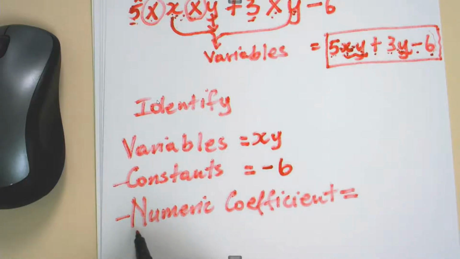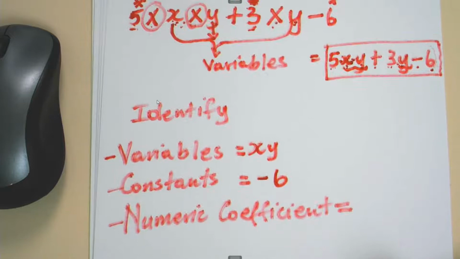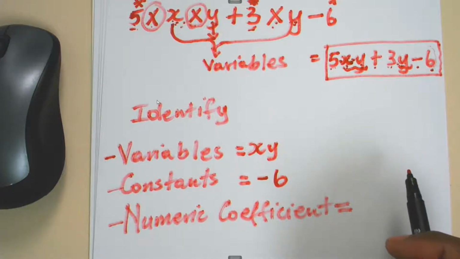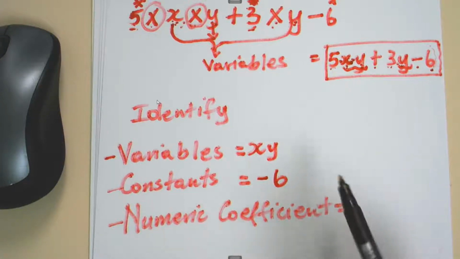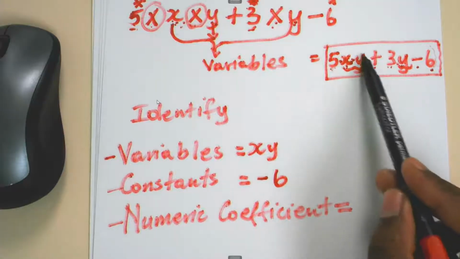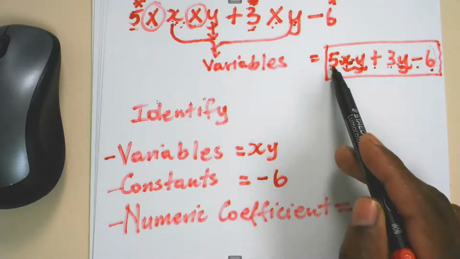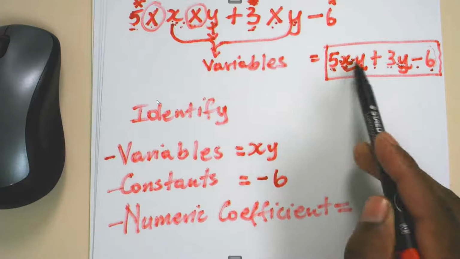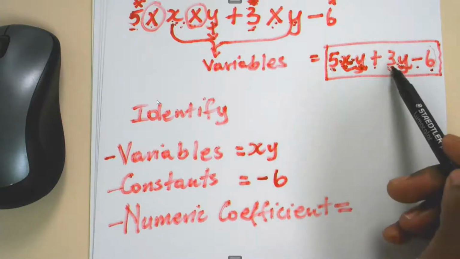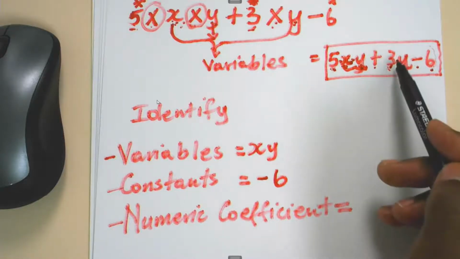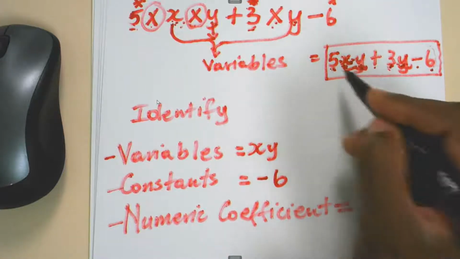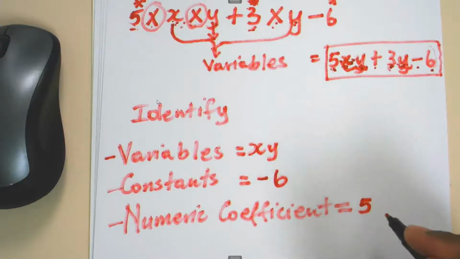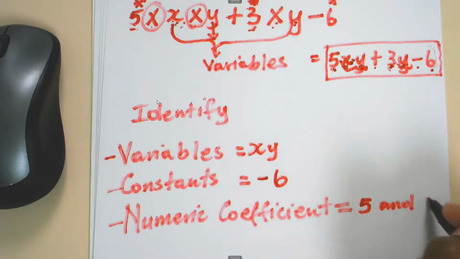Then let us come to the third thing that we're going to talk about, which is a numeric coefficient. What is a numeric coefficient? A numeric coefficient is a number that has been written next to a variable. Let me repeat, guys. A numeric coefficient is a number that has been written next to a variable. So when we take a look at our example there, we've got 5xy. Next to this 5, there are variables, which are x and y. Also, this 3 has been written next to a variable, y. So these numbers that have got variables next to them are known as numeric coefficients. So our numeric coefficients will be 5 and 3.